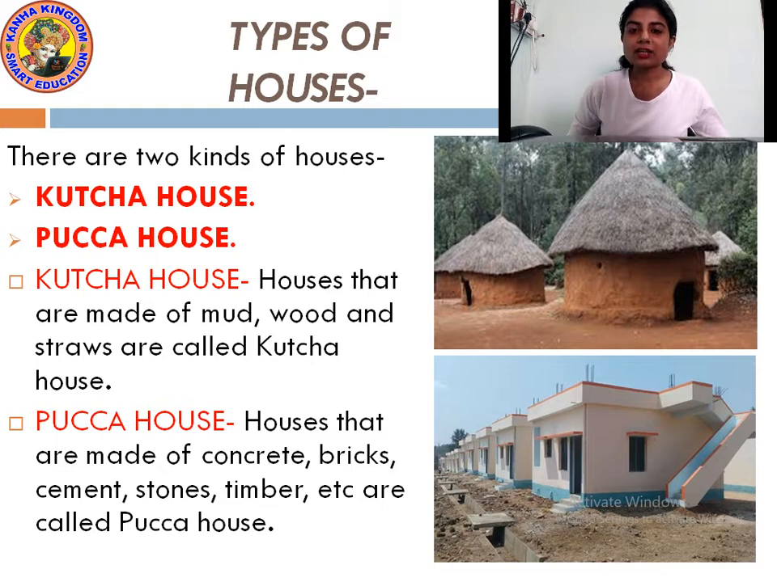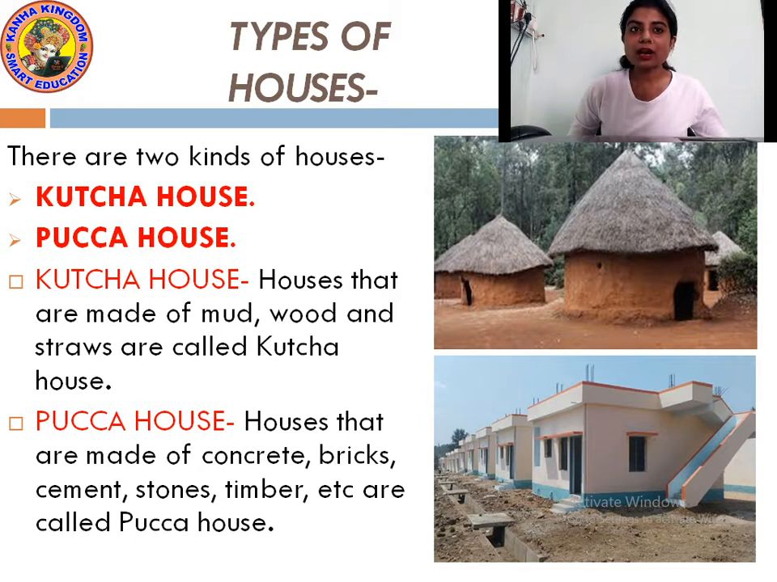KUTCHA house and PUCCA house. Okay, there are two kinds of houses. Number one, it is KUTCHA house, and number two, it is PUCCA house. Can you see the different pictures of KUTCHA house and PUCCA house? Now, KUTCHA houses. What is a KUTCHA house?